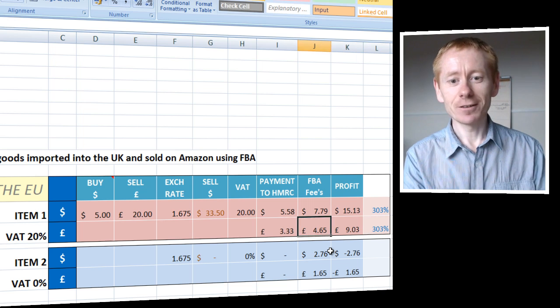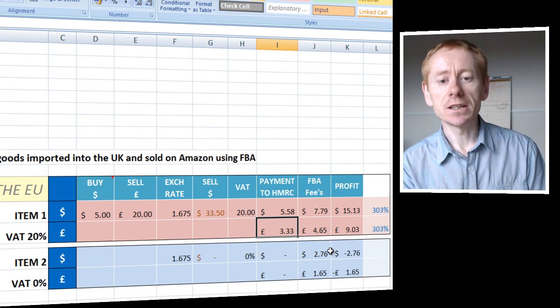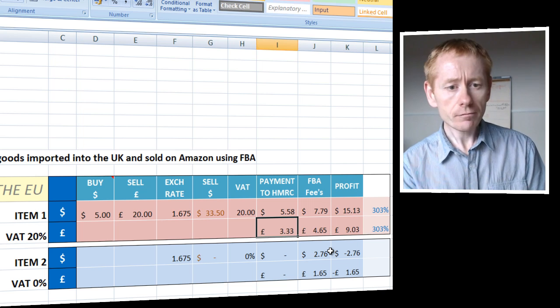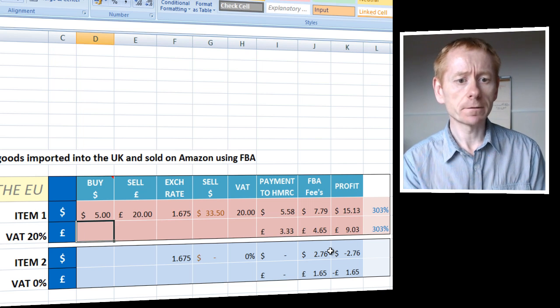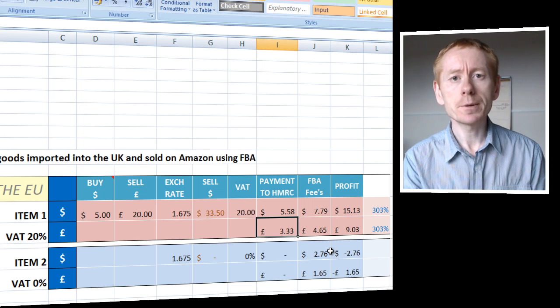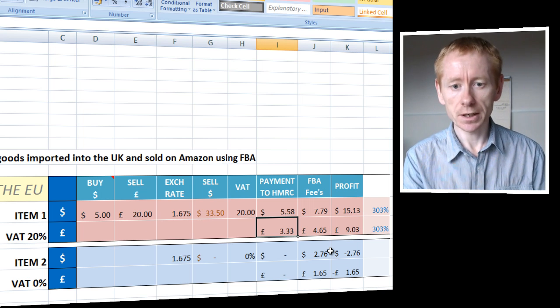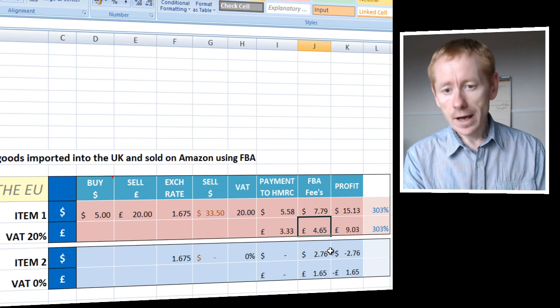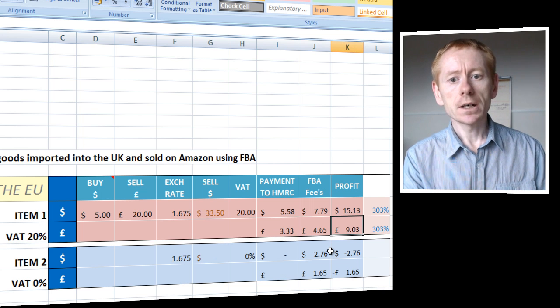Now, the next row down, I've converted it into UK pounds. So it's taking the same figures. We're buying it for $5. We're going to sell it for £20. That means we're going to pay £3.33 to HMRC on the value of the goods. FBA fees, £4.65, profit of £9.03.